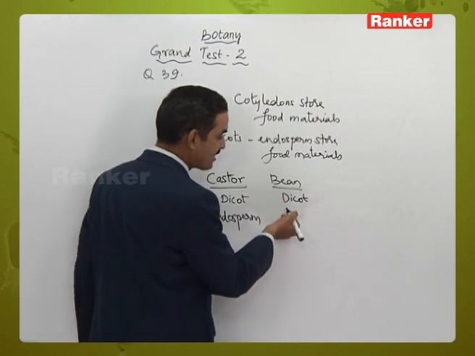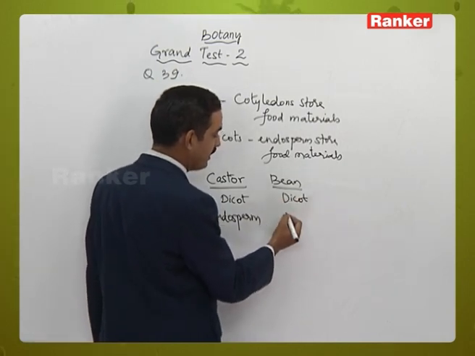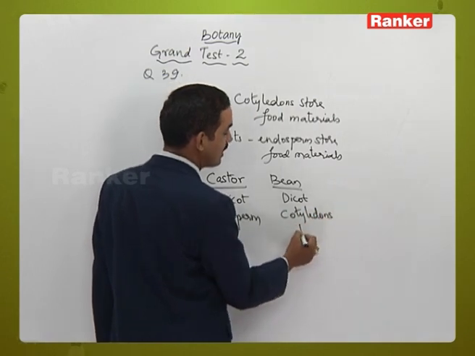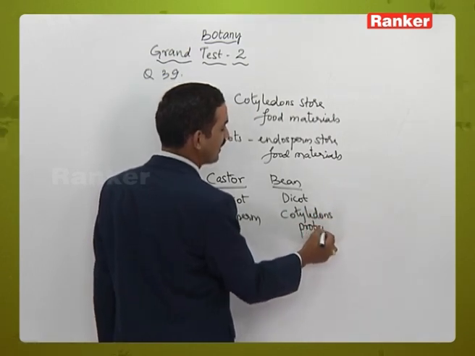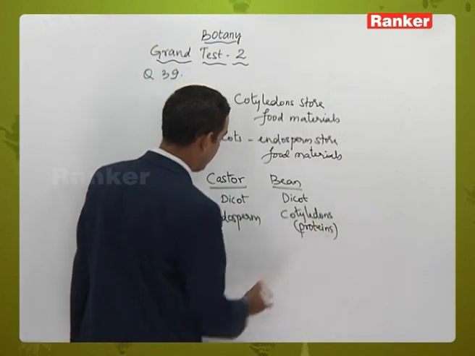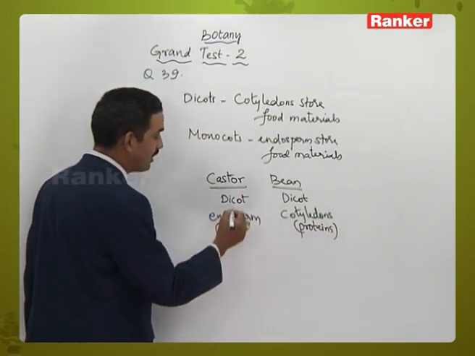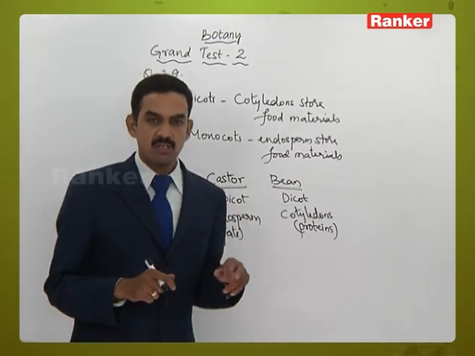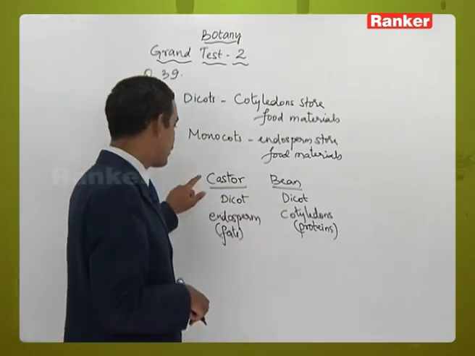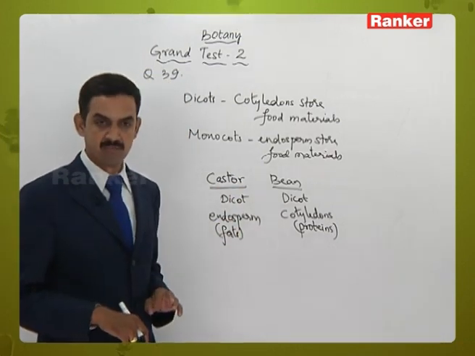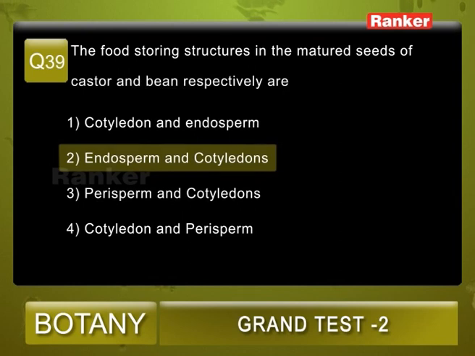And of course, like a normal dicot plant, in bean the cotyledons are storing the food materials. The food materials stored in cotyledons are in the form of proteins, whereas in castor it is in the form of fats, right? So respectively, the food storing structures in mature seeds of castor and bean are endosperm and cotyledons. Okay, so question number 39, the correct answer is 2.